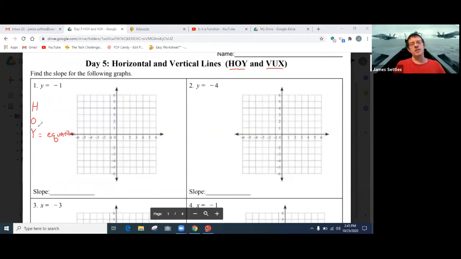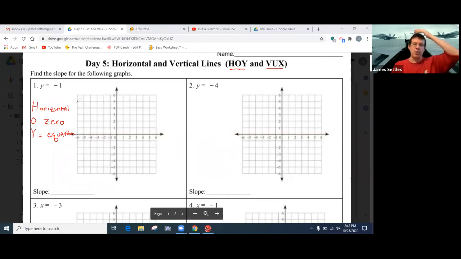Now, what do the rest of these mean? Well, the O in HOY actually stands for 0. And so this is the slope. It is a 0 slope. And then the H stands for horizontal. Horizontal is like the horizon. So if you've ever gone out and looked at the horizon, it goes this way right here. Well, this is what horizontal is.